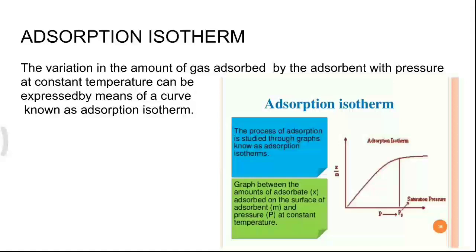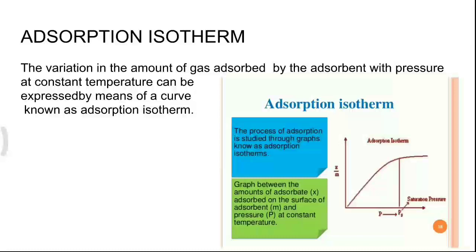Adsorption isotherms. The meaning of the word isotherm is constant temperature. What is an adsorption isotherm? The variation in the amount of gas adsorbed by the adsorbent with pressure at constant temperature can be expressed by means of a curve, and it is known as adsorption isotherm.